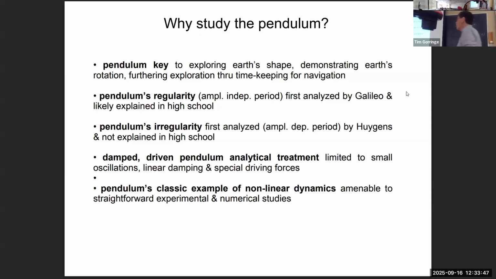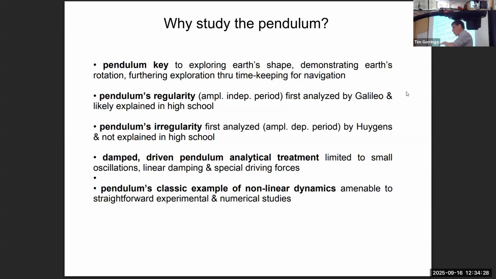A few words about the pendulum, why we might be interested in it, and a little bit of history on it. Why we might be intrigued by it is that the pendulum was key, going back hundreds of years now, to exploring the shape of the Earth. The pendulum was used for that, and for exploring the Earth's rotation. And for the timekeeping that was needed for navigation and for exploration. So the pendulum has been historically very, very important.